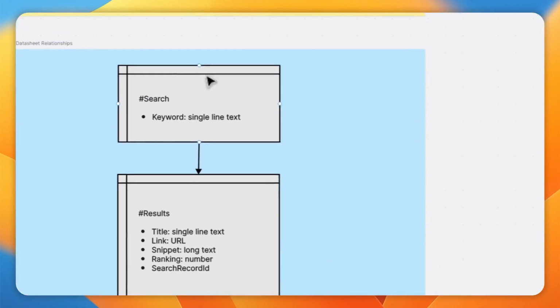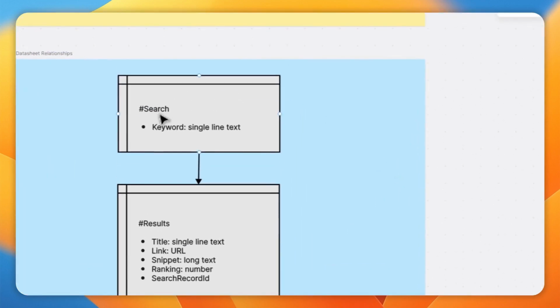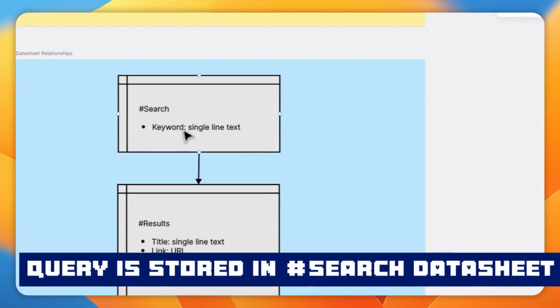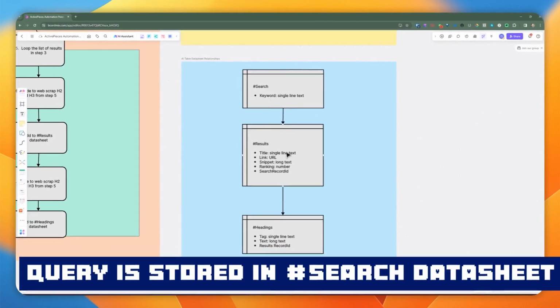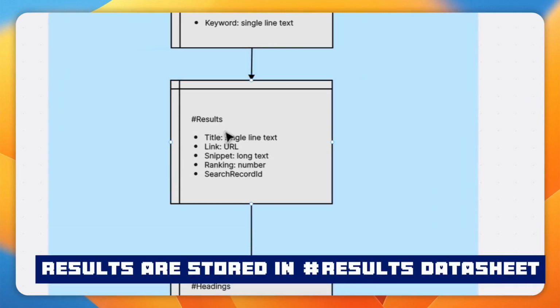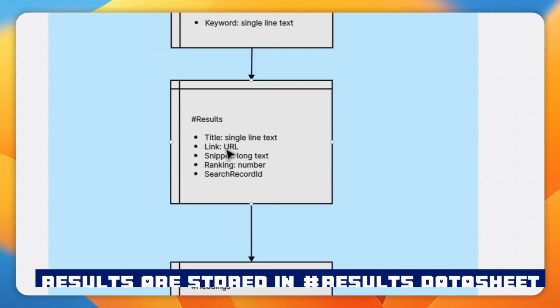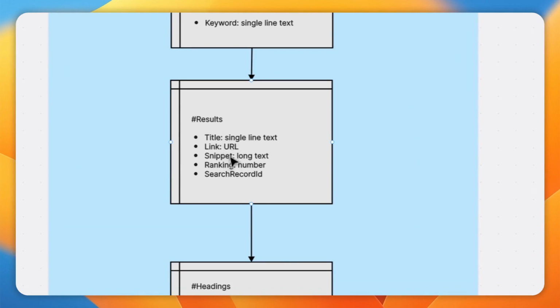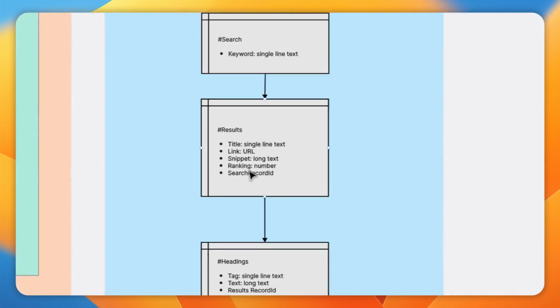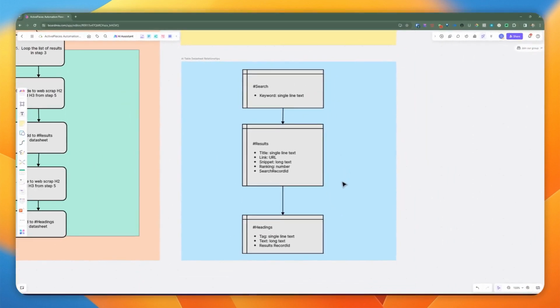The first thing I did here was to add 3 data sheets. First is the search, which stores the actual keyword that was used to perform the search, which then will have multiple results. This results data sheet is going to store those values. It's going to store the link, which is the URL, the title, snippet, ranking, and it's going to have a search record ID, which ties back to the search, just like a relational table in a database.